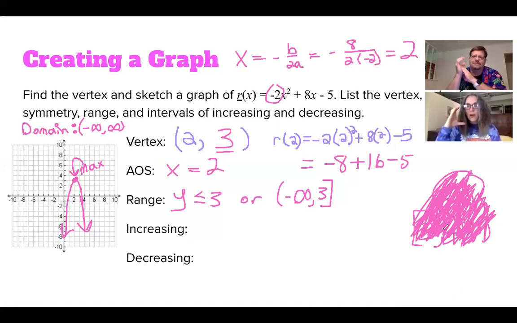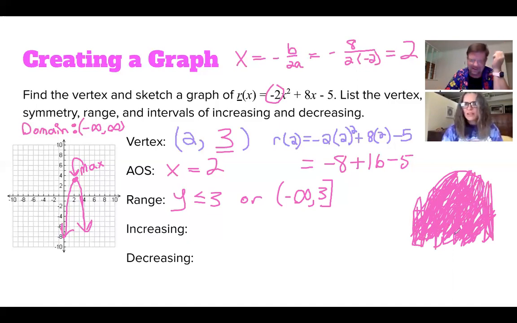And then also the bracket. Remember, the bracket means that he's including 3 in the domain. It's important. I mean, the range, I'm sorry.